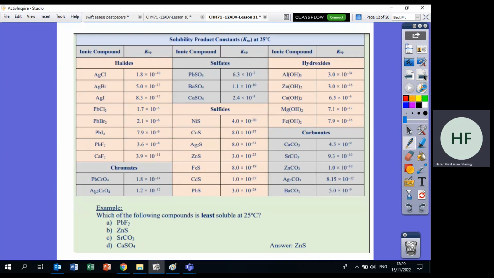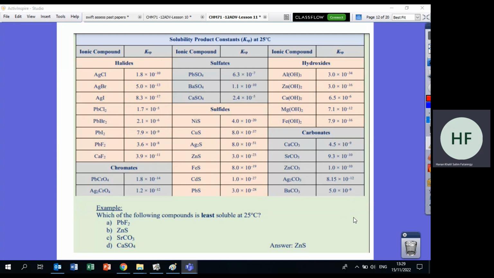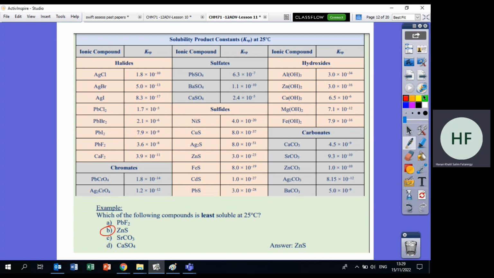Okay, now these are a set of KSP values. Of course you cannot memorize them and you will not be asked to memorize them, but these are the KSP values. Which of the following is the least soluble? This is similar to the one that we just solved. You can see the KSP values and calculate the solubility. The answer will be ZnS.